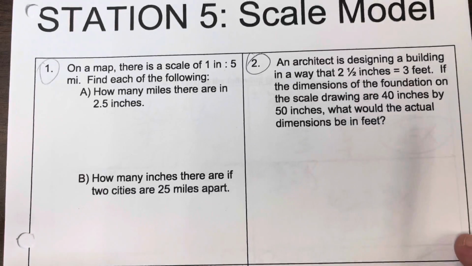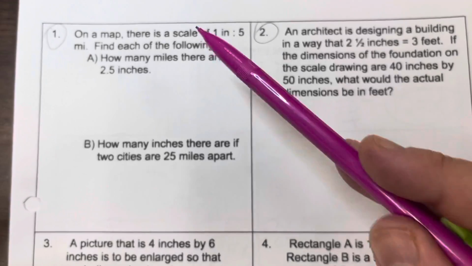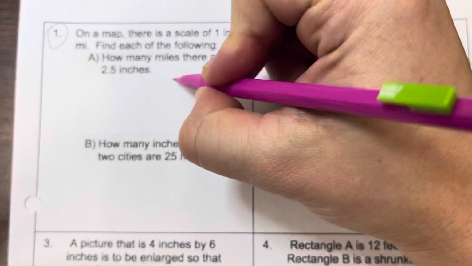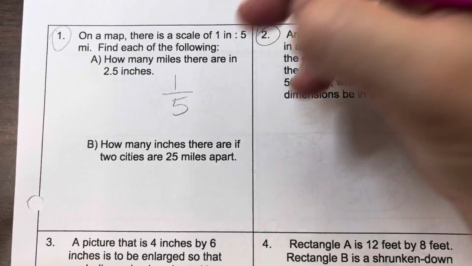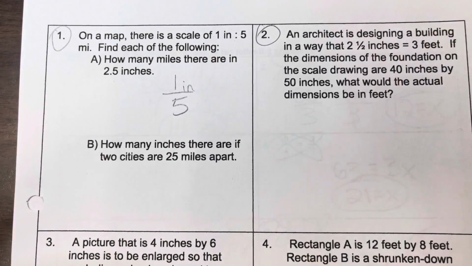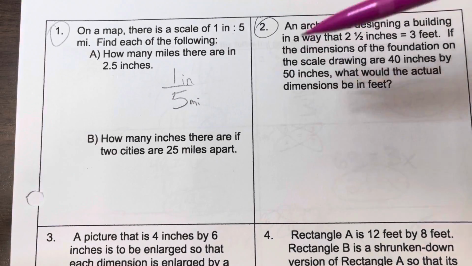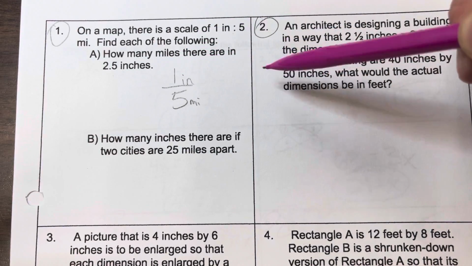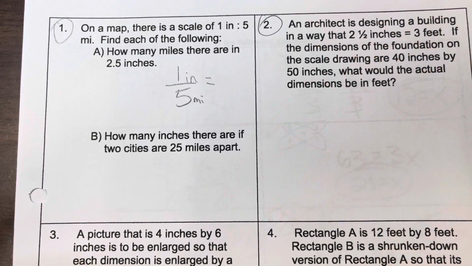So let's do the map problem for scale models. Now on a map, 1 inch equals 5 miles. So that's one of our 2 ratios. So I'm going to keep the 1 and the 5 together. Now, 1 is in a unit of inches, and 5 has a unit of miles. The important thing to remember with scale is that you keep the same units across the top and the same units across the bottom. Equal sign goes in the middle.